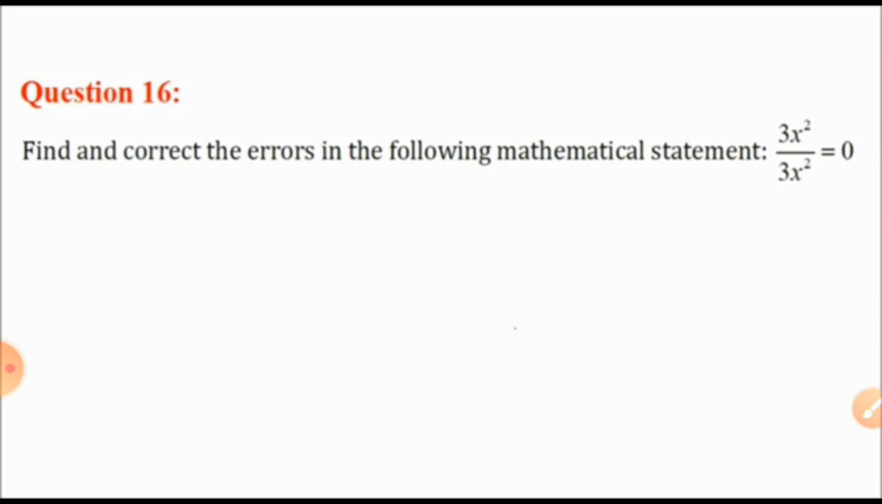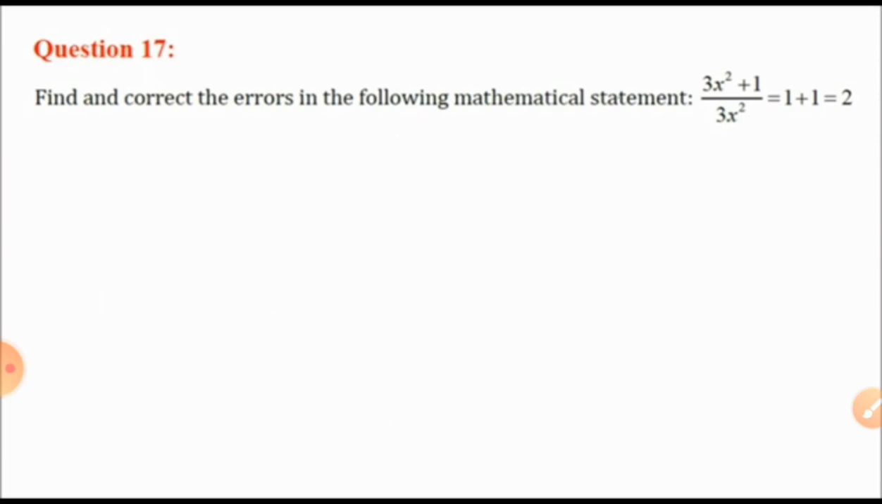16th one, 3x squared upon 3x squared is equal to 0. Sorry beta, this is 1. The answer is 1. Dividing x by x gives 1, so if we divide 3x squared by 3x squared, what do we get, beta? 1 is the answer.